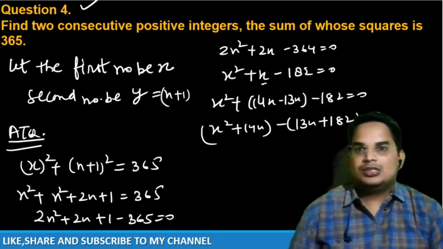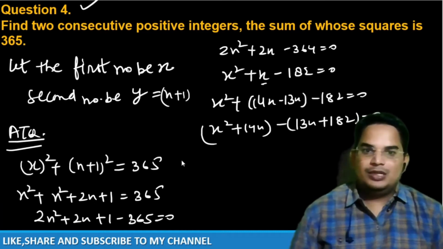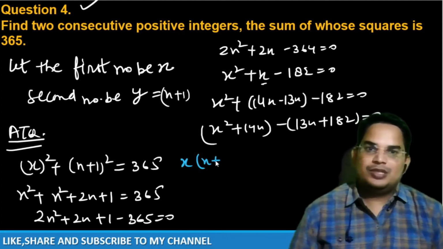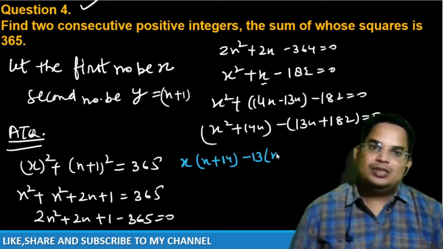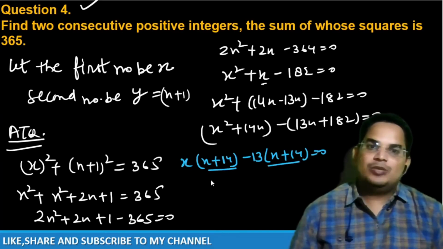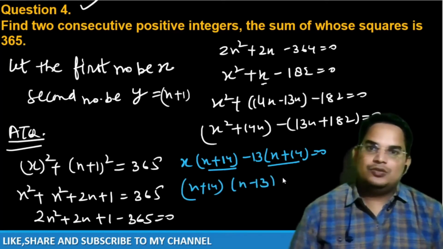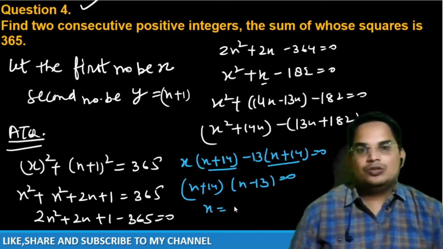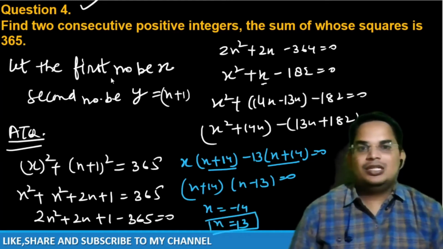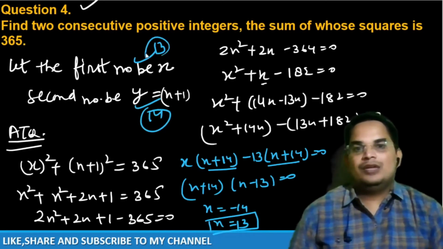So now, just a second, I am going to write down the lower part here. Take the common x, it becomes x plus 14, and from here take the common minus 13, it becomes x plus 14 is equal to 0. From this line take the common x plus 14, and now you can say x minus 13 is equal to 0. So now x is equal to minus 14 and x is equal to 13. So your answer will be 13 and 14. The first number will be 13 and the second number will be 14. I hope all of you understood this thing.